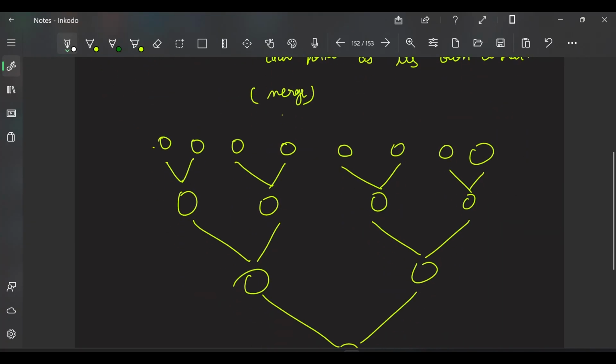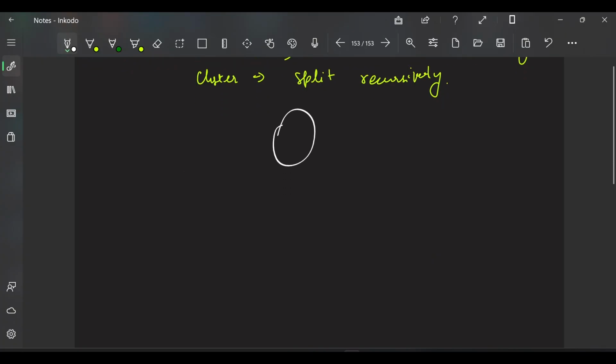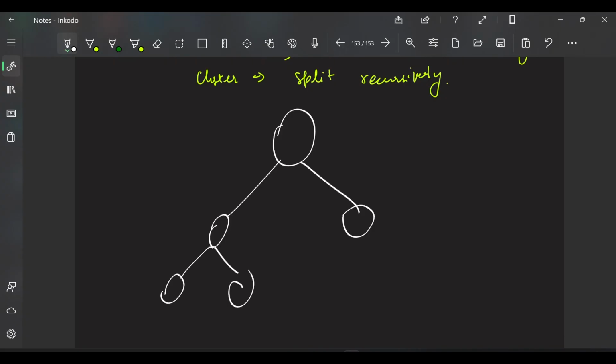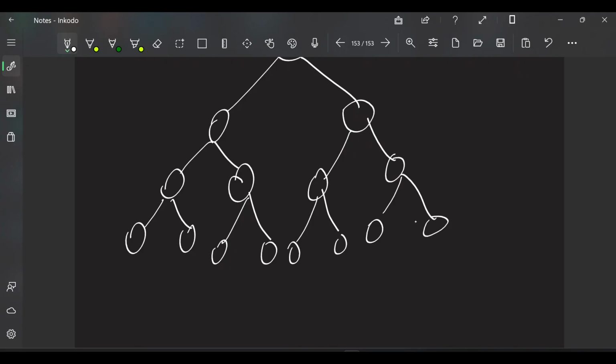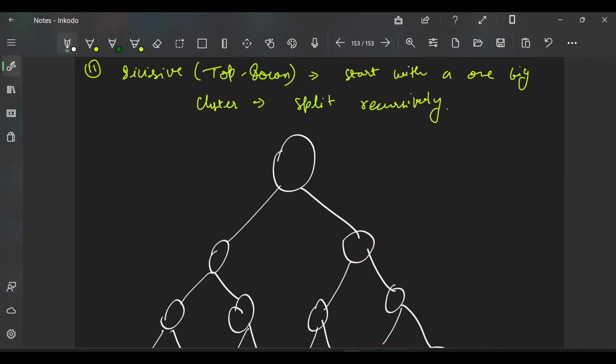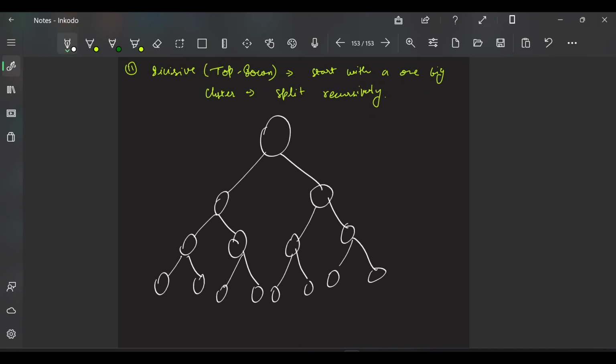So let's see the graph. Suppose this is your root element, which is too big, and we are splitting it into smaller chunks. Like this, we can split it. This is how the top-down approach works. Just write it down in your notes.